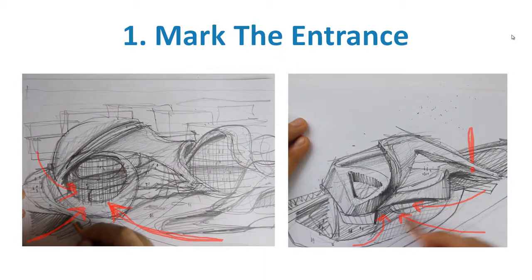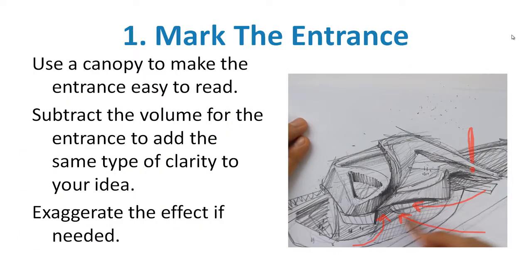You see there's something that just kind of draws you in, okay? The right-hand side building is obviously most relevant because you've got like a fold that obviously attracts you. That's the entrance, okay? Use a canopy to mark the entrance and make it easy to read. Subtract the volume, right? Just make it go in. So again, it's kind of like the canopy, right?